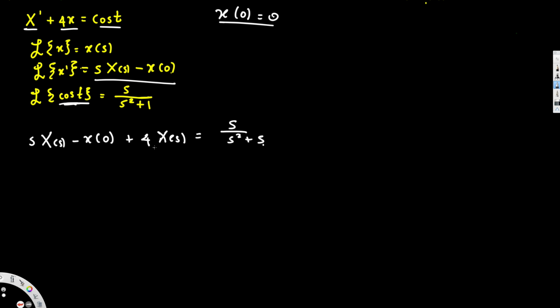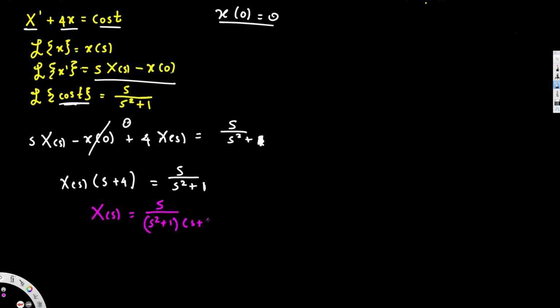Here the thing is we have to separate X(s) alone. So if we take X(s) common, we have s plus 4 right here. And we know that x(0) is equal to 0, so if we substitute 0, this will go away. We don't have to worry about this one. On the other side, we have s over s squared plus 1, and then we have s plus 4. Now let's write X(s) right here and bring this s plus 4 to this side: s over s squared plus 1 over s plus 4.